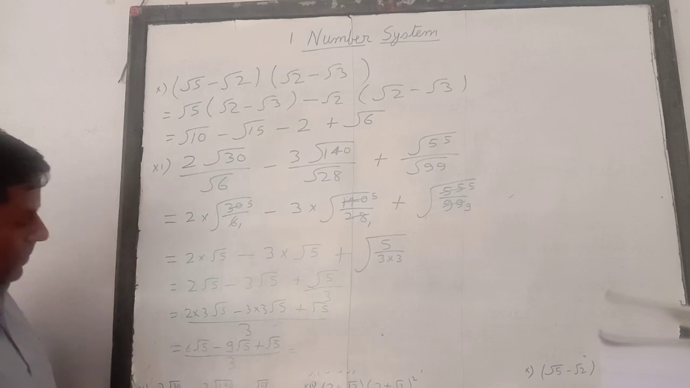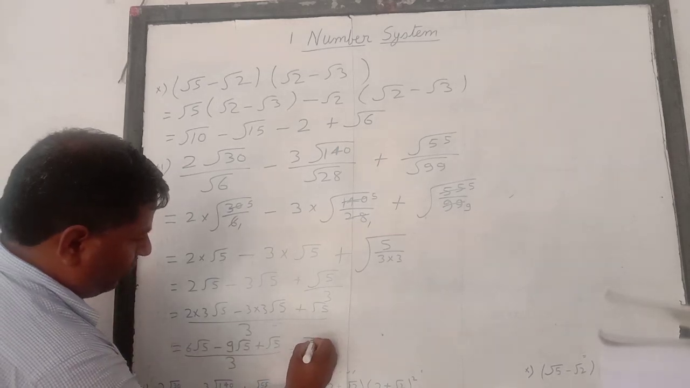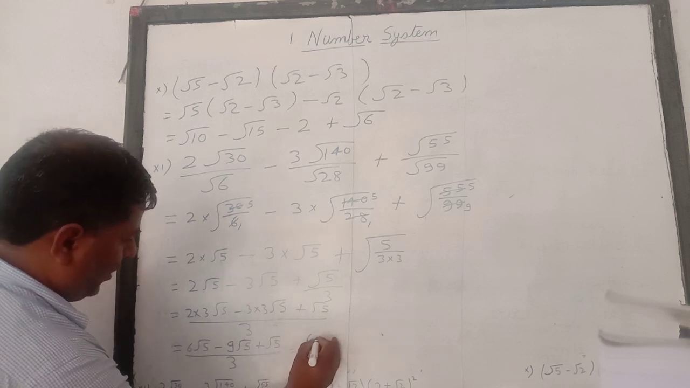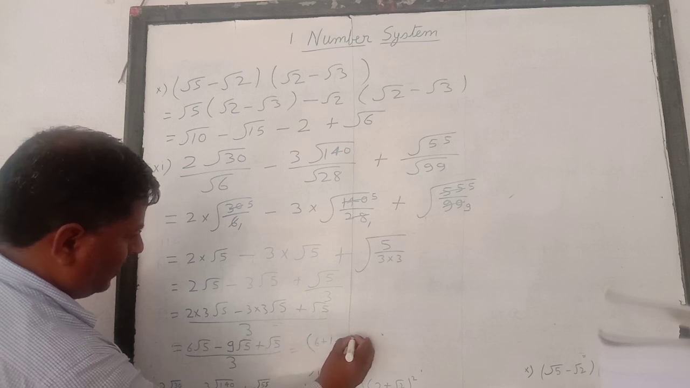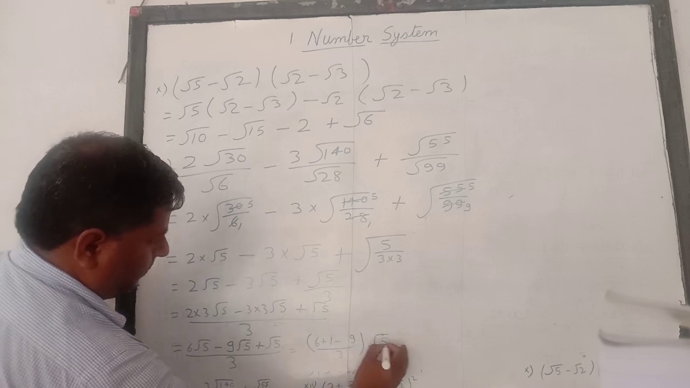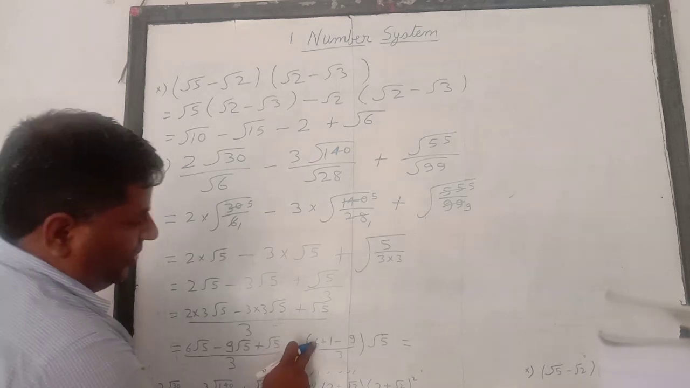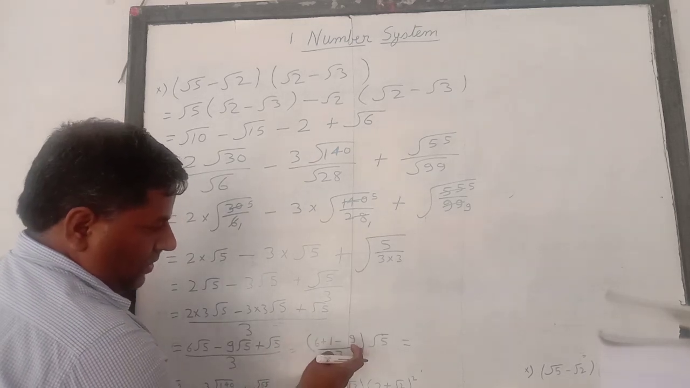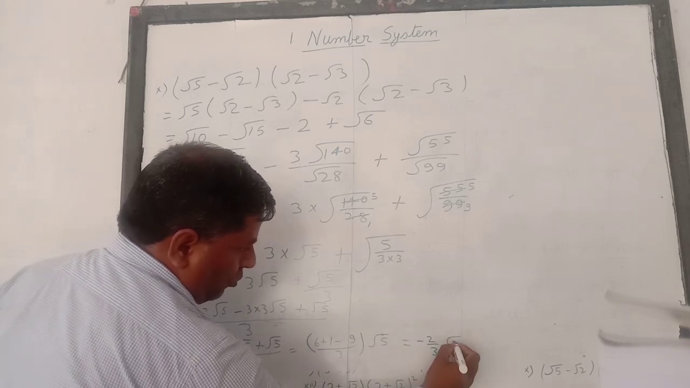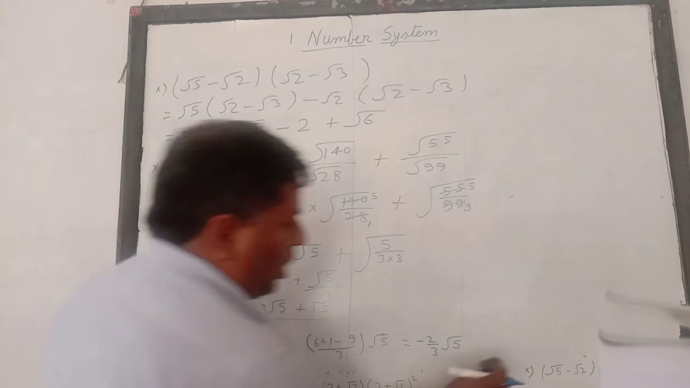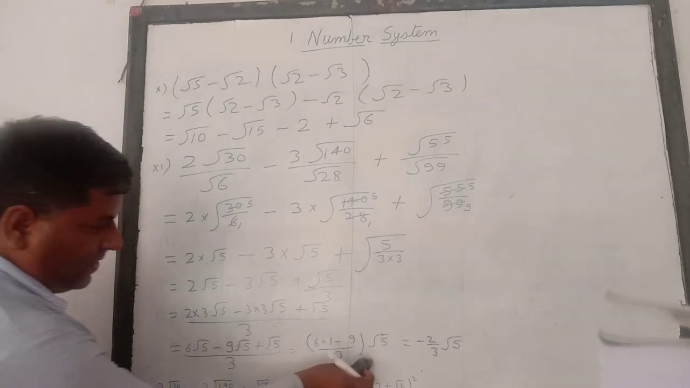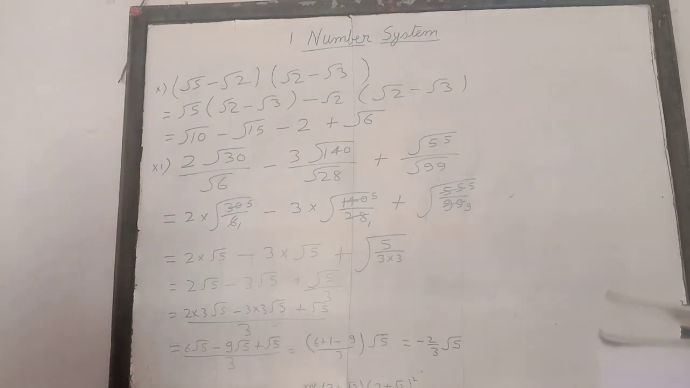So what will the final answer be? 6 plus 1 is 7, so 7√5, or we can do it together in a bracket. We can write (6 + 1 − 9)/3 into √5. So we can do simple simplification: 6 plus 1 is 7, 7 minus 9 will be minus 2, so the answer will be −2/3 √5. So this is how we can simplify different real numbers. So one last example we can take.